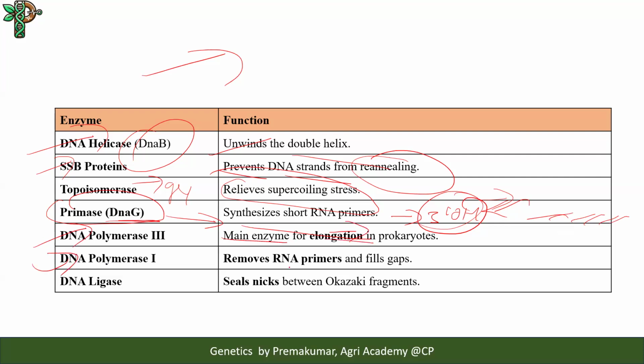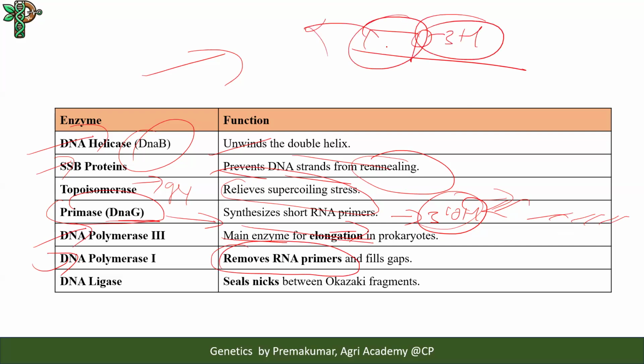Then DNA polymerase 1 is helpful in the removal of RNA primers. Every time RNA primers are synthesized, a 3' OH is provided. But after replication, you have to remove these RNA primers. Who will remove them? DNA polymerase 1 will remove them. Then in the lagging strand, there will be formation of Okazaki fragments.